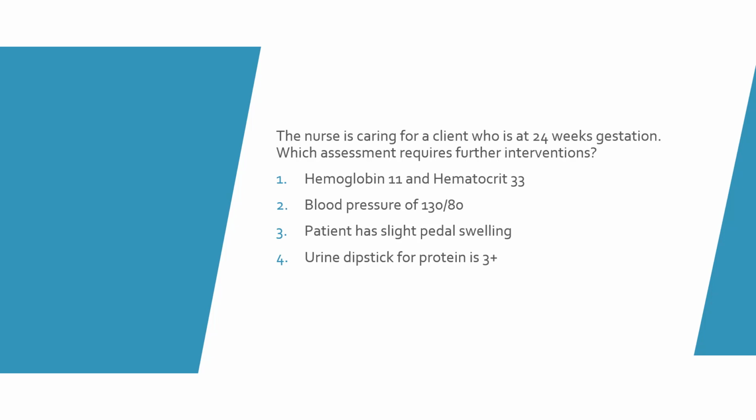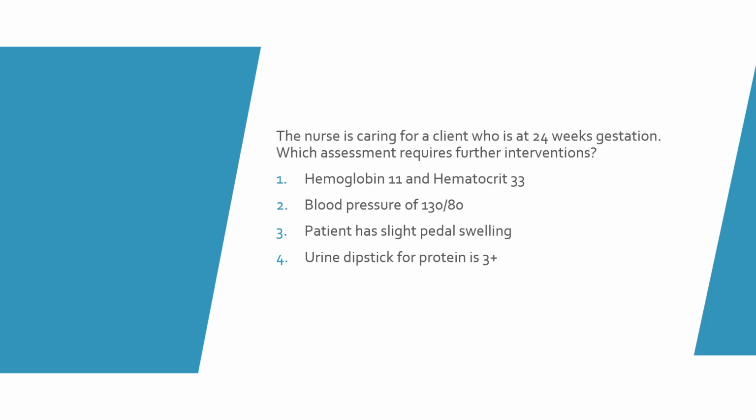Number 2. Blood pressure of 130/80. Hypertension is defined as a systolic of 140 or higher and a diastolic of 90 or higher. This assessment data is within normal limits and does not require intervention. Number 3. Patient has slight pedal swelling. This assessment is within normal limits and does not require intervention.